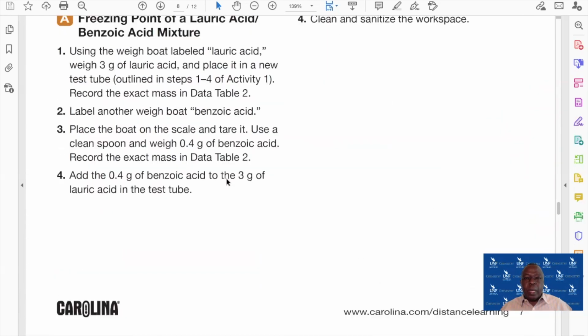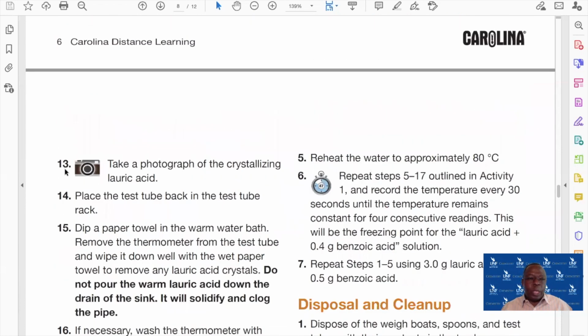You need a camera, by the way. When you see this one, it means you have to take a picture of your experimental setup. When you get to step 13, this means take a picture of the experimental setup at that point. This is just a stopwatch. Other than that, that is what I want you to do.